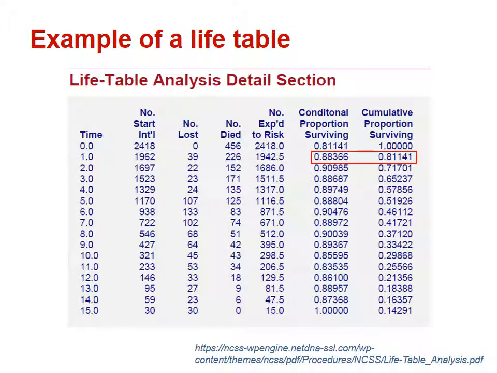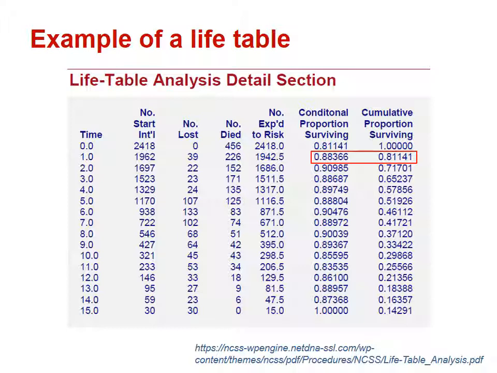Here is an example of a life table. The first column indicates time elapsed in the study. The second column is the number of people that were in the study at the start of the time period. The third column is the number lost over that time period. The fourth column is the number who died, and the fifth column is the total number of people who were at risk.